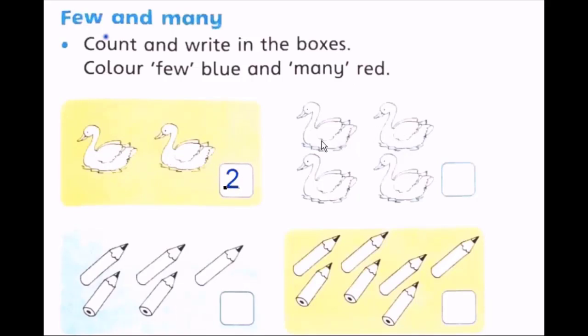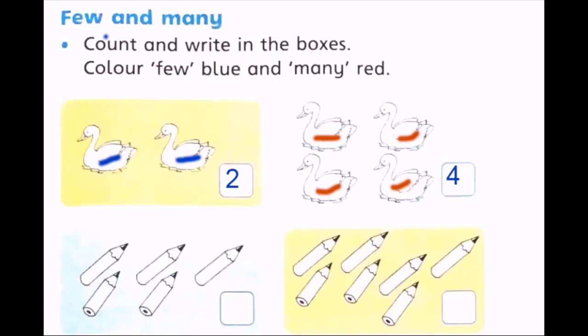Now move on. Count the ducks again. 1, 2, 3, 4. These are 4 ducks. Then you will write number 4 in the box. Now you will color the few blue and many red. So you will color the few ducks blue, and in the many ducks you will do red. I hope you will understand this and you will do the same thing at home also.